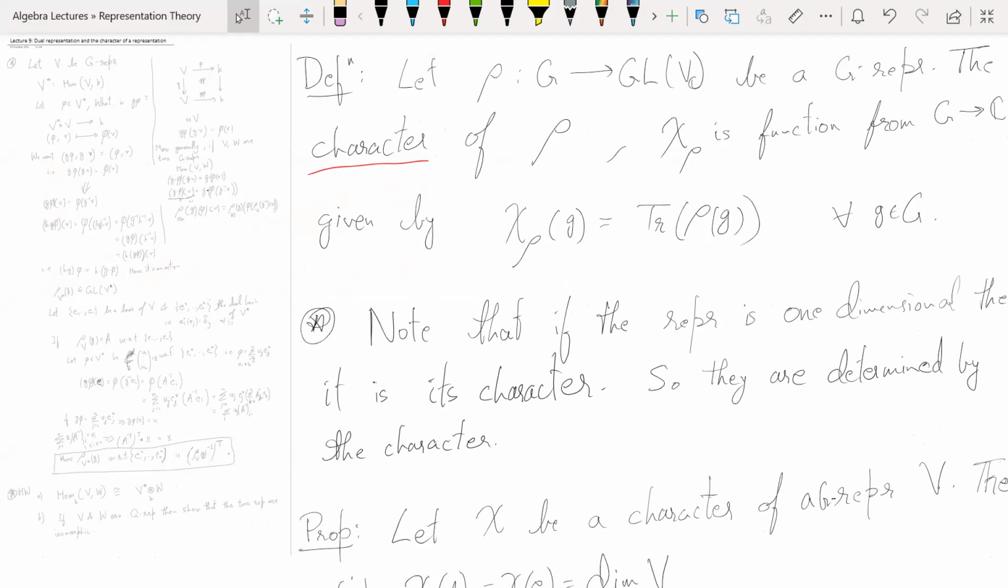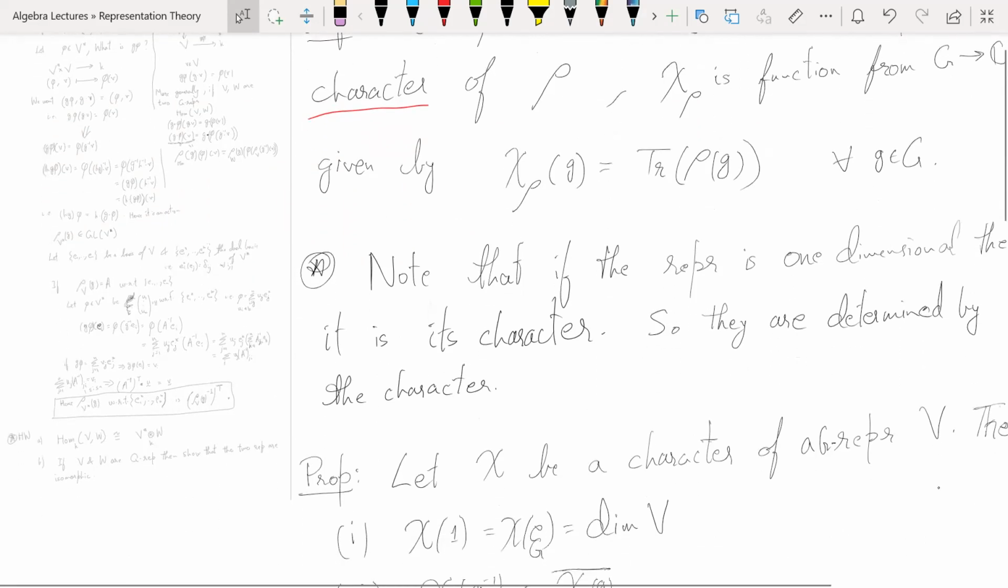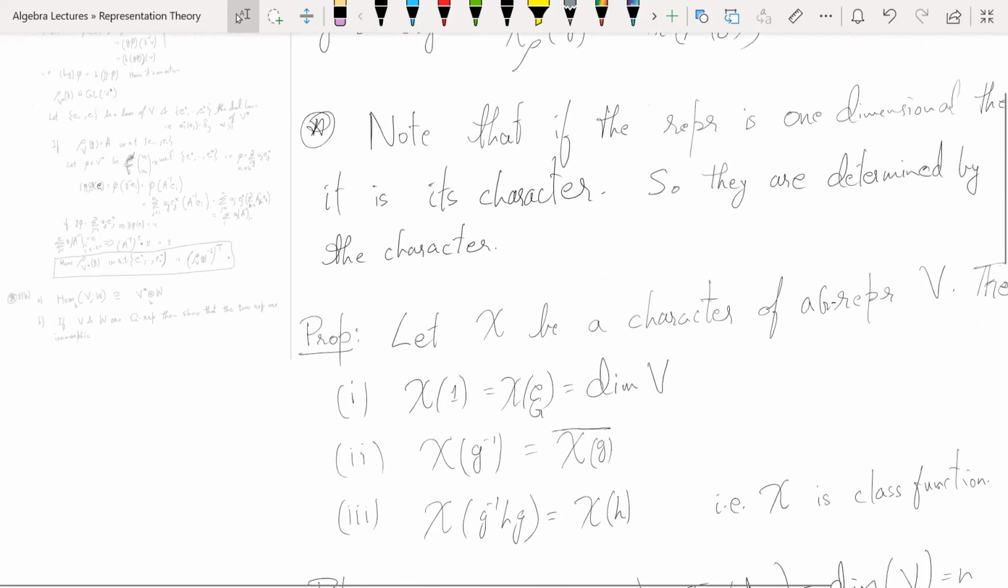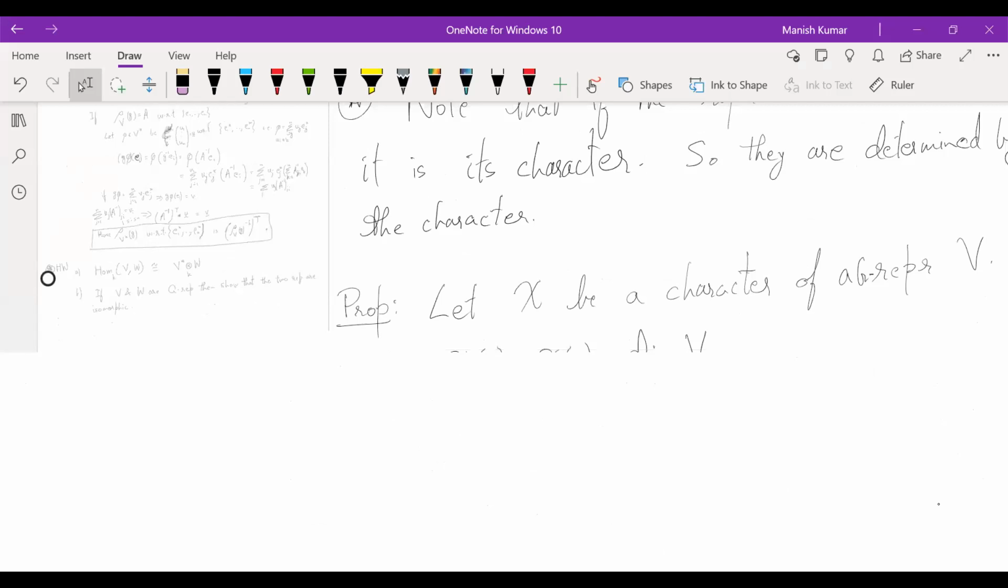Okay, so the next thing is Schur's lemma. Maybe it's not a good idea to start it now. Even if I start, I'll just state the result, and then I'll have to reproduce it. So I'll just tell you what the result is.